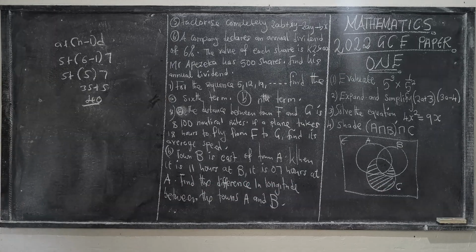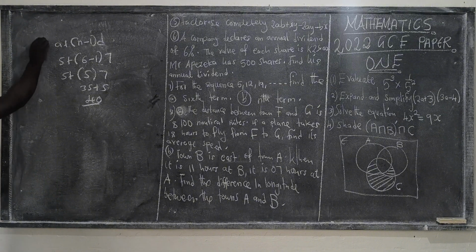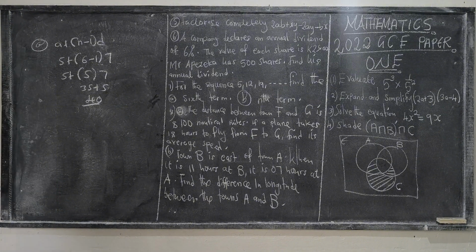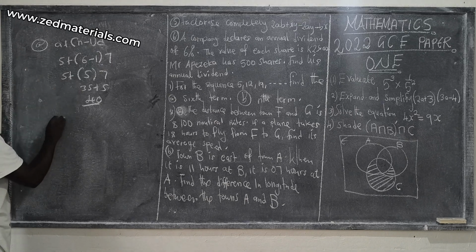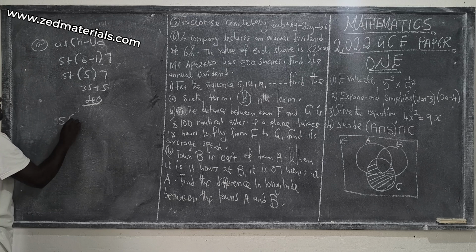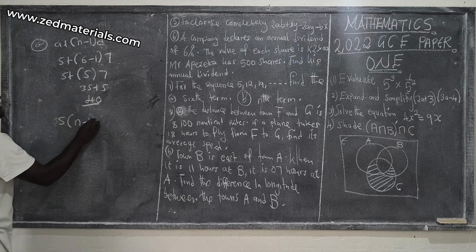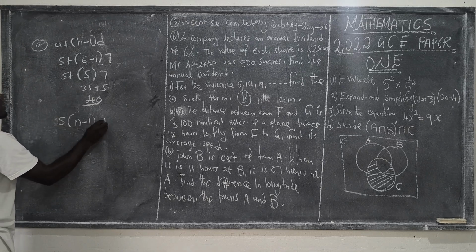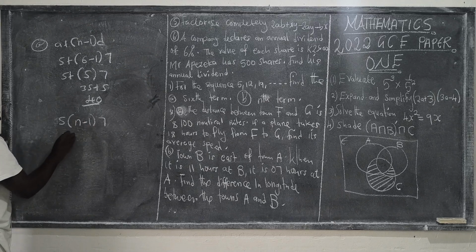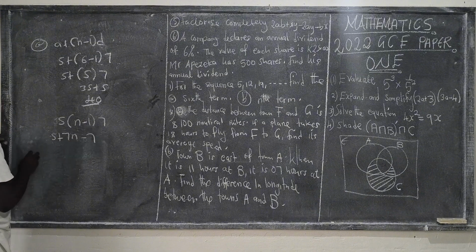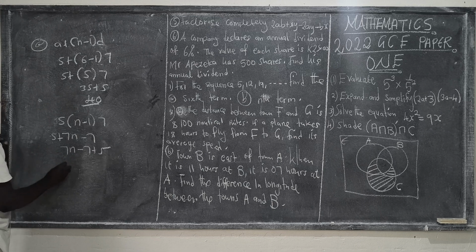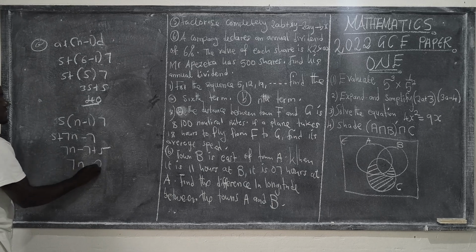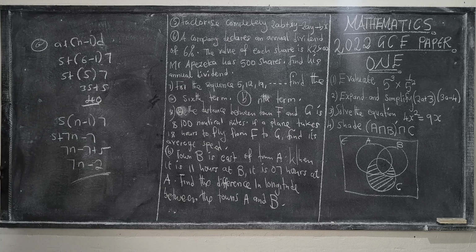All right, we move on to B. So this was A. When you go to B, they are saying the nth term. So you will say A. What is your A? This formula, your A is 5. So you say 5 open bracket, you have n minus 1 close. The common difference there is 7. So you say 7 multiplied by n, it is 7n. So here you're going to have 5 plus 7n minus 7. Then group them, you have 7n minus 7 plus 5, which will give you 7n minus 2. This is your answer. You have your 2 marks there.